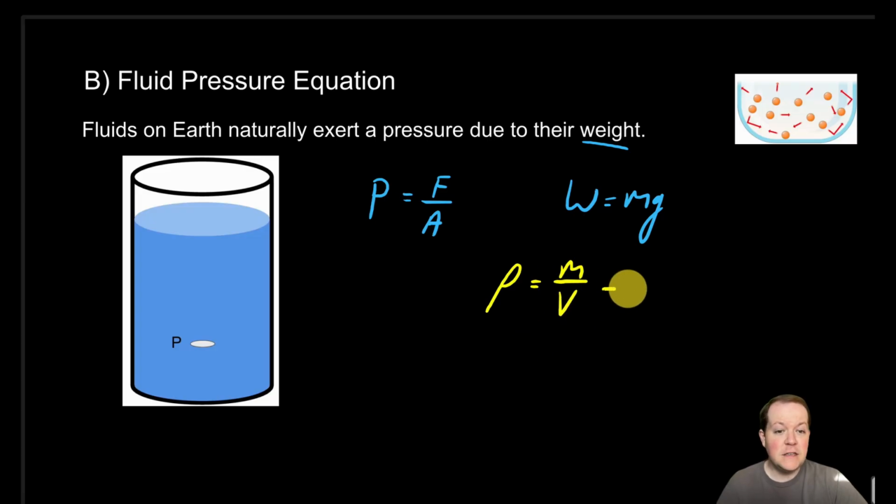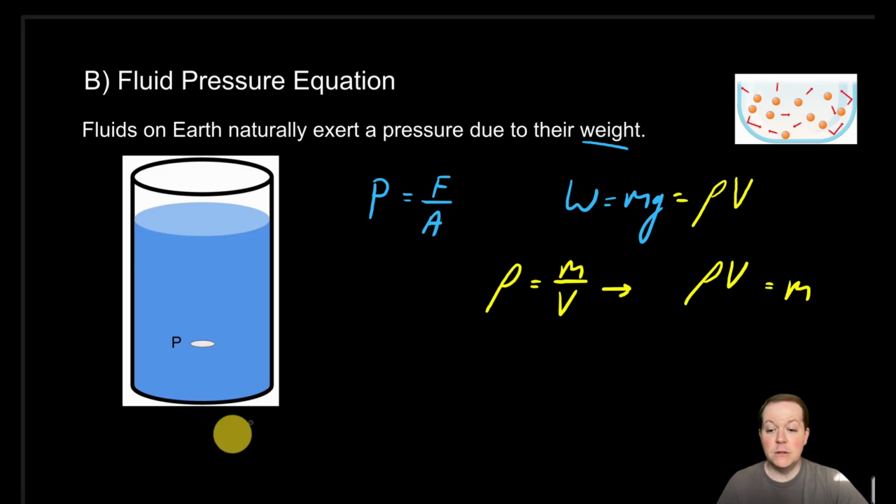Or I could rewrite this if I wanted to. If I solve this for m, the mass is equal to the density multiplied by the volume. And why might we do that? Because that means I could rewrite weight. The weight of a liquid is going to be based on, instead of m, the density times the volume and multiplied by g. It's still based on that gravitational acceleration, okay? So that is another way we could represent the weight of a fluid.